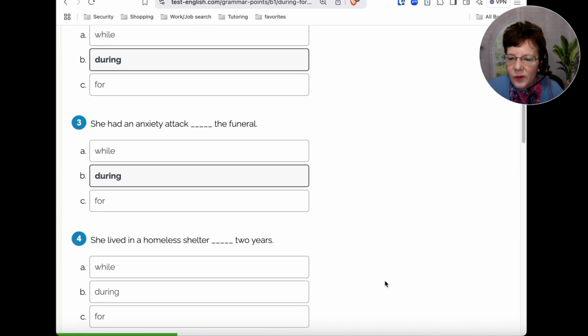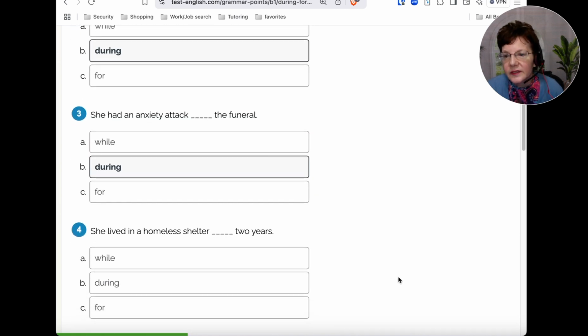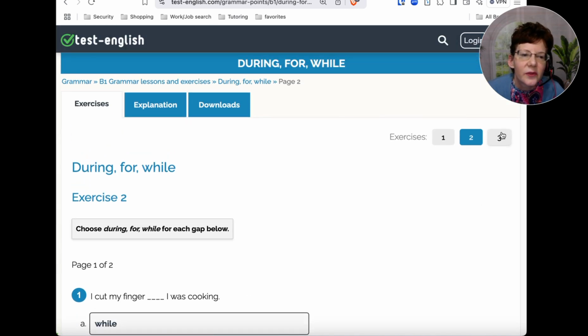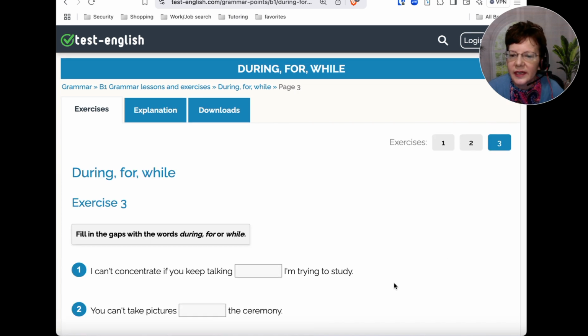Okay, let's try one more here. She lived in a homeless shelter 2 years. Now we're looking at length of time or how long. So if you chose for option C, that would be correct. Okay, let's look at number three, exercise three, and see what that is.